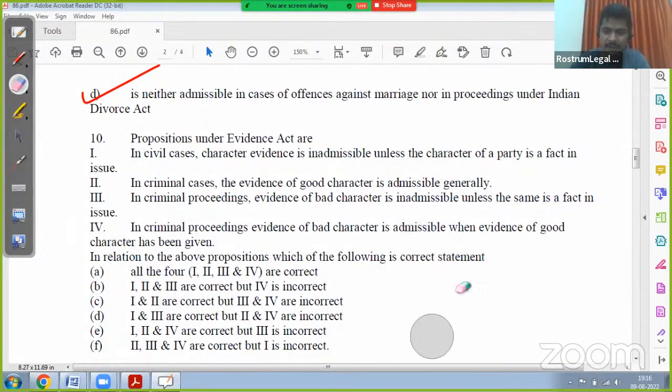That means if any particular relationship has been created, okay, that is not admissible against marriage or in any proceeding under Indian Divorce Act.